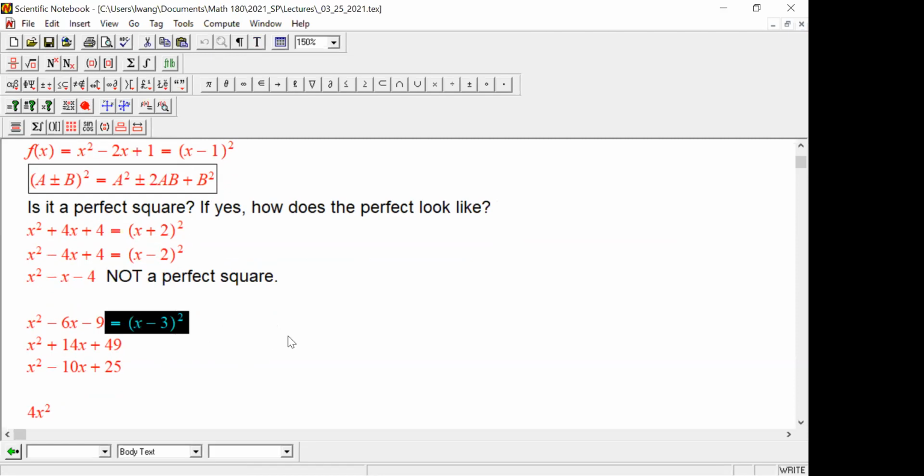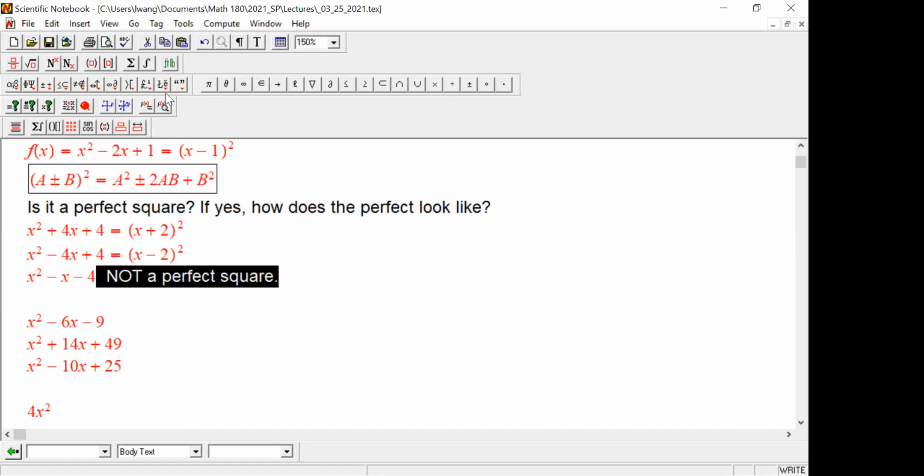That's right. Very good. So how do you quickly recognize it is or it is not? You should have 2 positive perfect squares. You guys see that? If that's not, it's not. Do you follow me? So this one, just like x squared minus x minus 4, is not a perfect square.